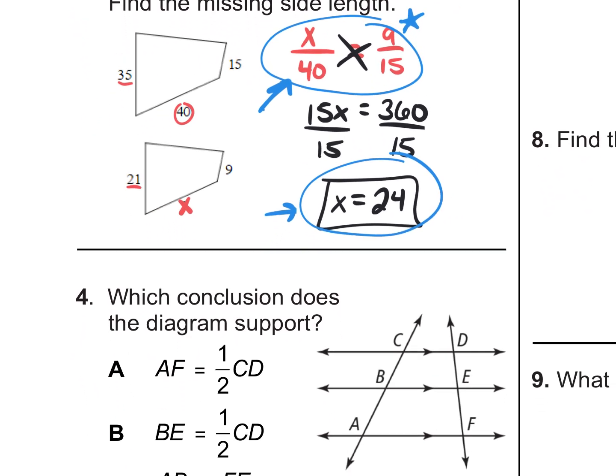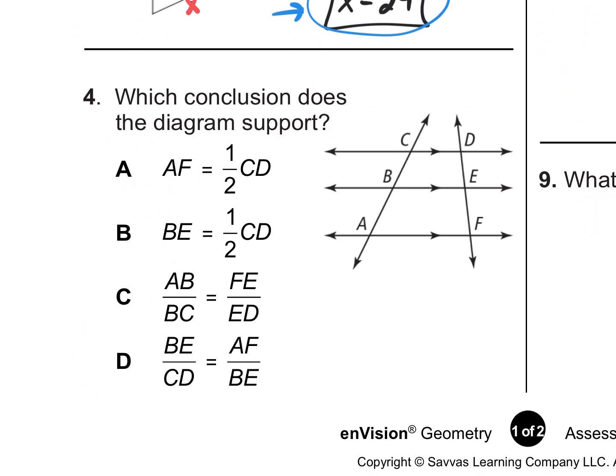Capiche? All right. Number 4, your 1 multiple choice. What conclusion does the diagram support? So it's asking what is true, and there's only one that's true. Keep in mind, all of these are parallel. That's going to help us. Okay, so I'm going to go through each one of these.